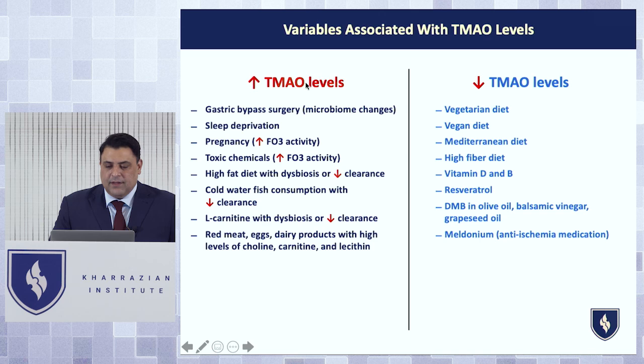TMAO levels. Now, TMAO levels can be reduced with vegetarian diet, vegan diet, Mediterranean diet, assuming it's not too high in fish, high fiber diet, vitamin D and B vitamins, resveratrol, olive oil, balsamic vinegar, grapeseed oil, and meldonium, which is an anti-ischemic medication, has been shown to lower TMAO levels.